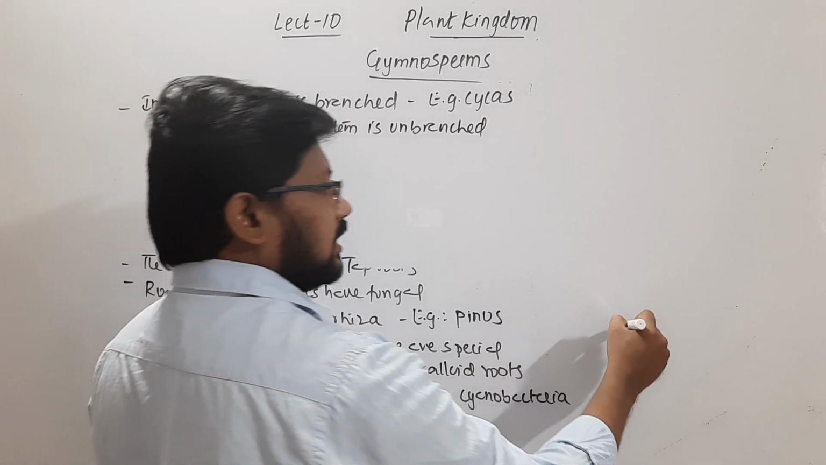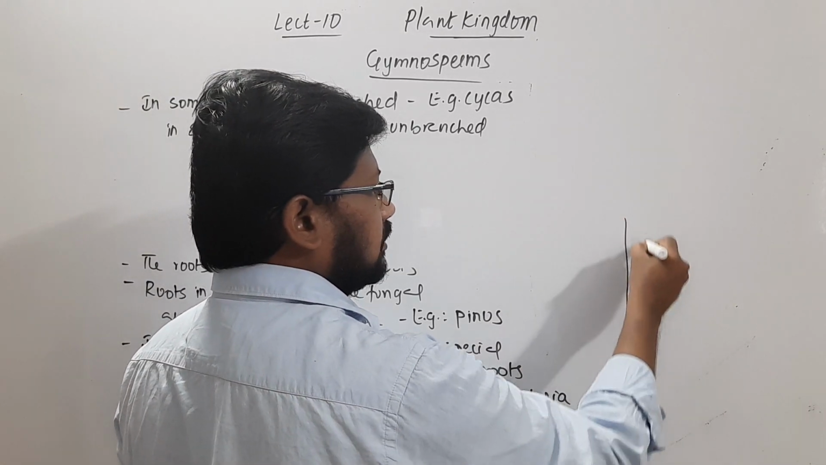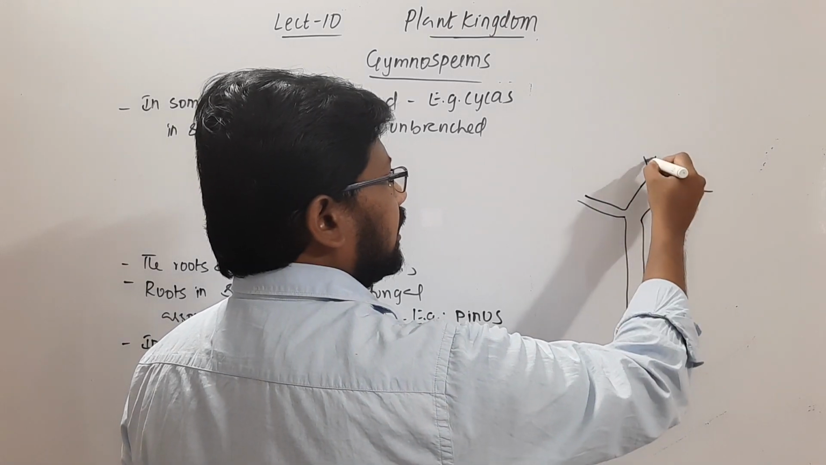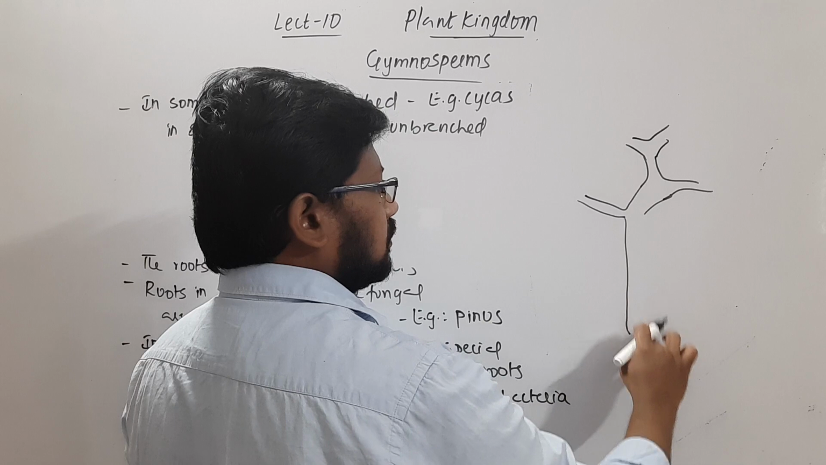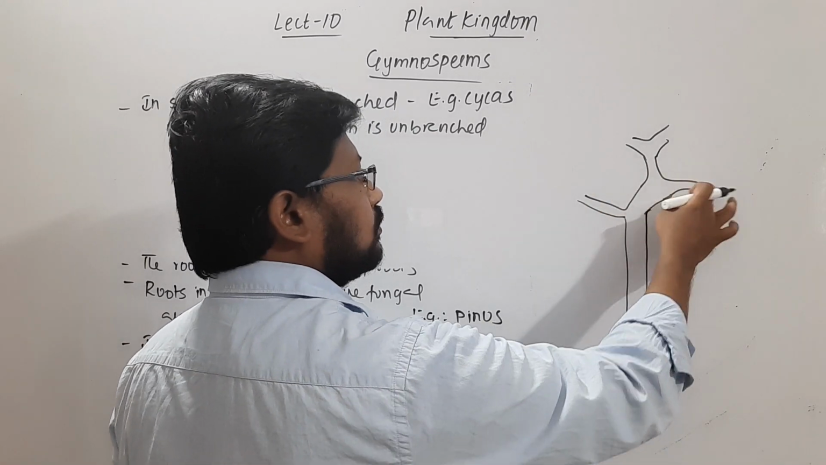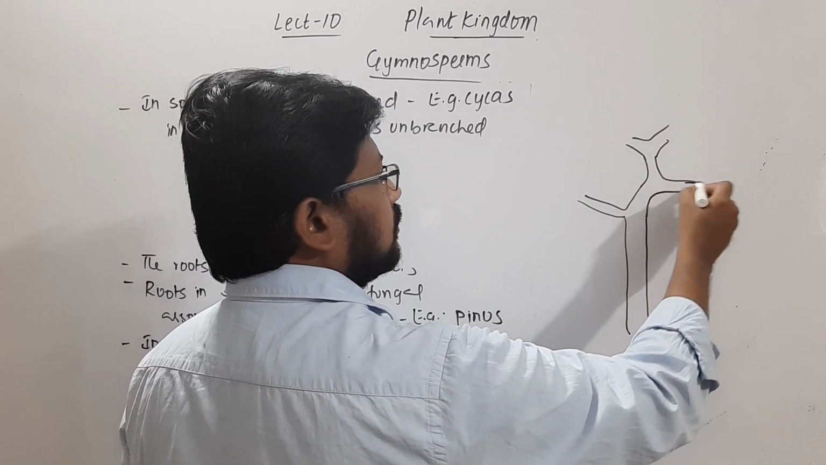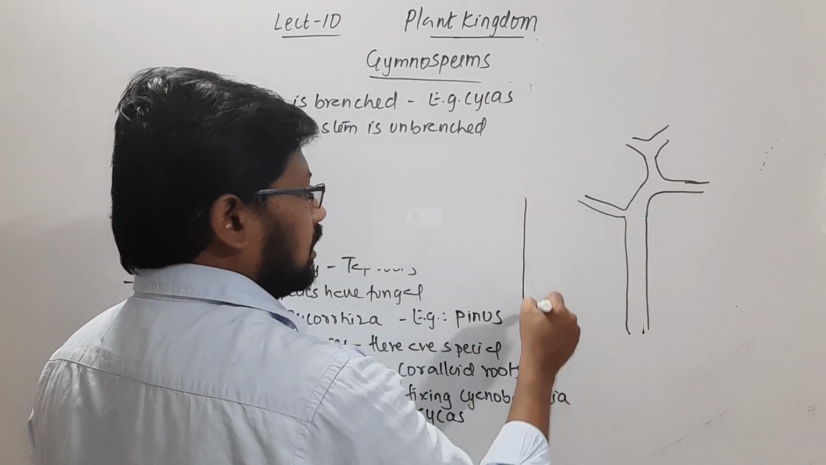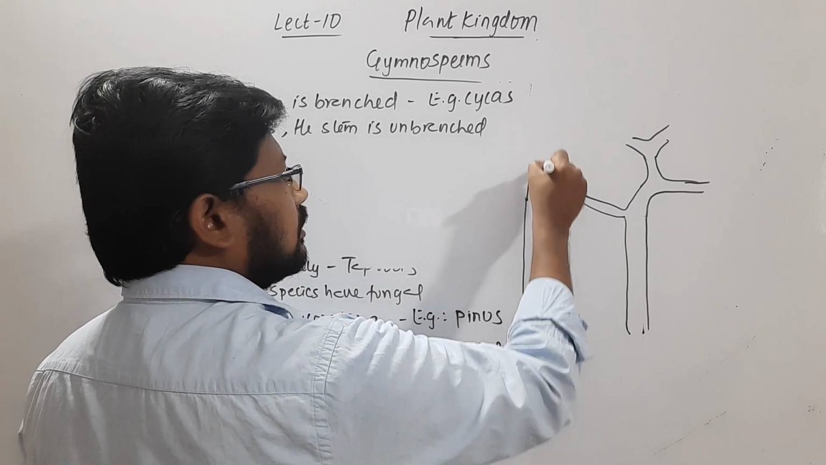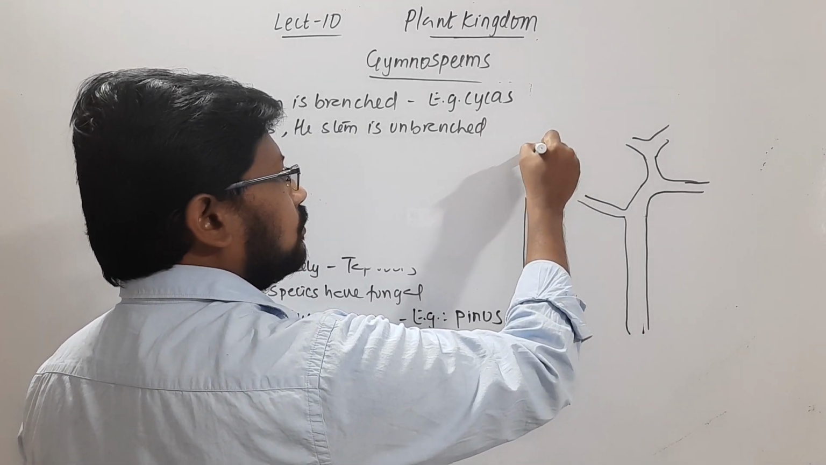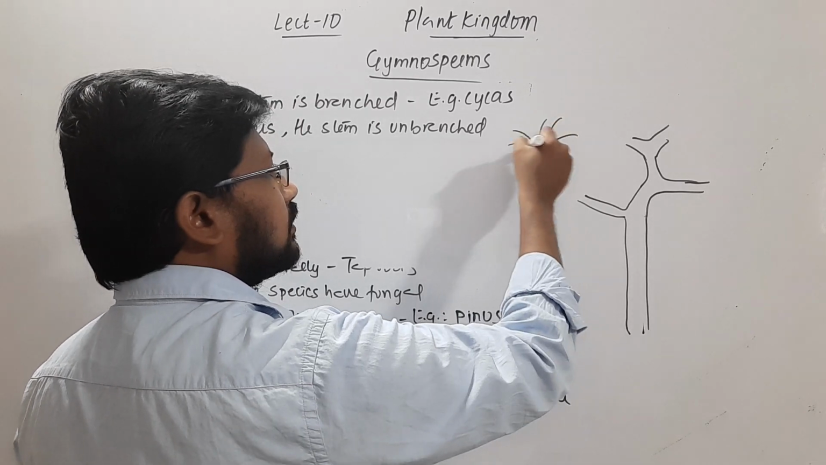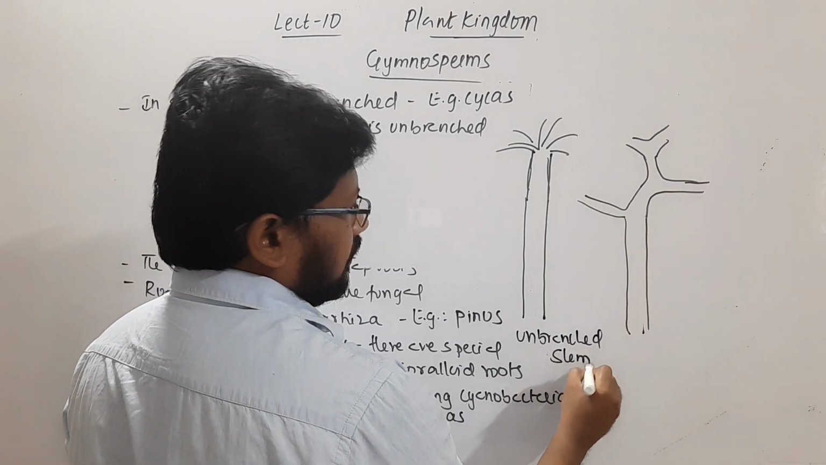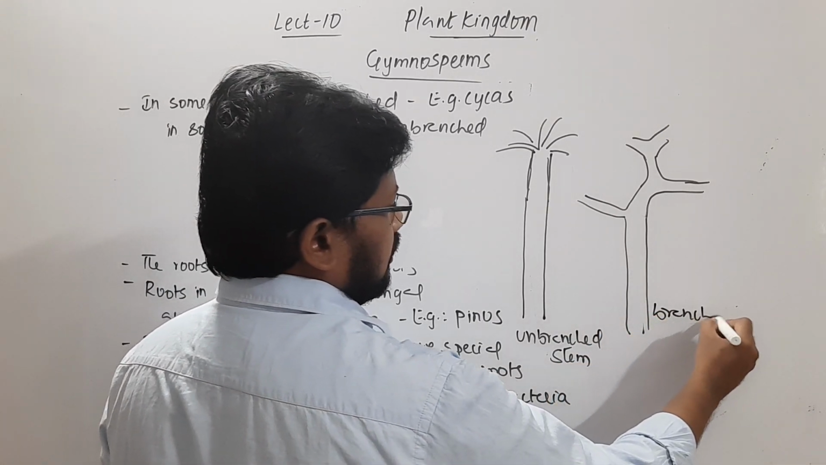So here, stem branched means you will find a lot of branches like this, divided. This is the main stem that will show a lot of branches, so that's a branched stem. And in the case of unbranched, you will see the leaves present only here on the top. So this is an unbranched stem, and this is a branched stem.